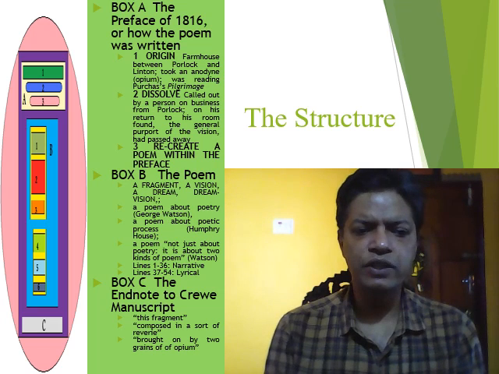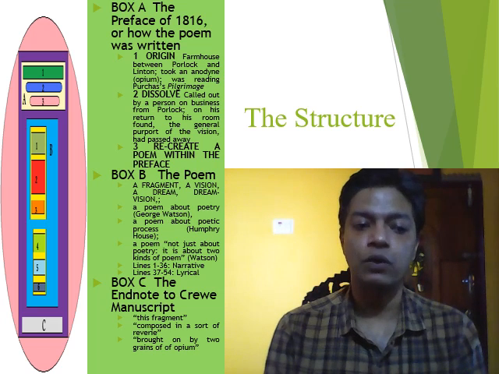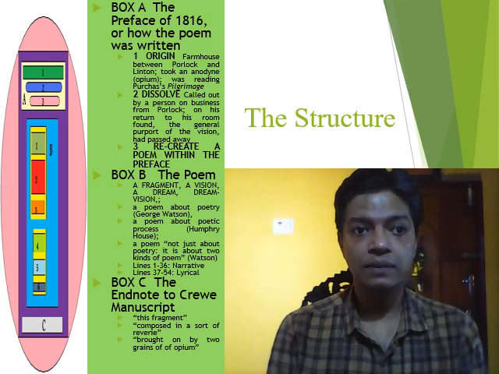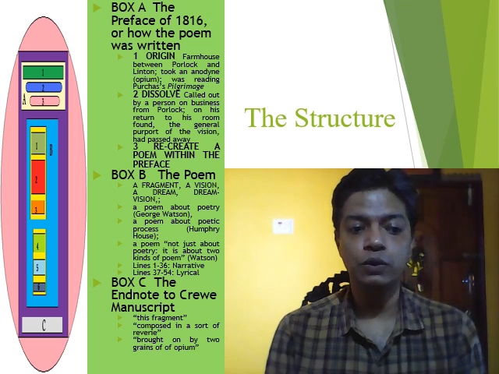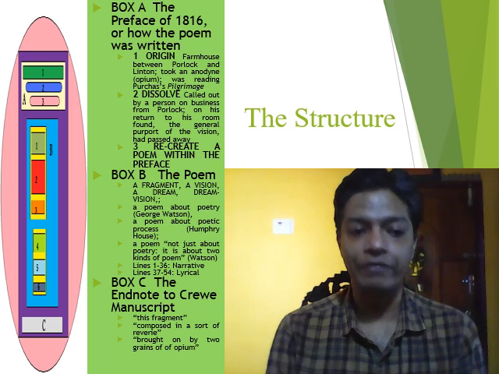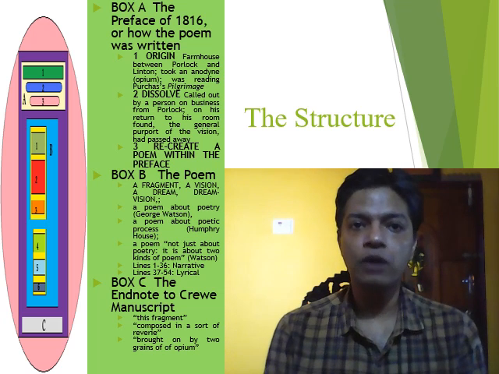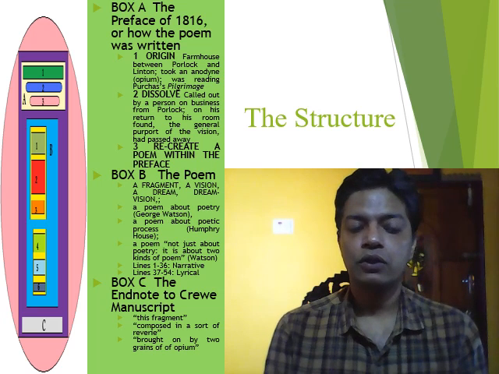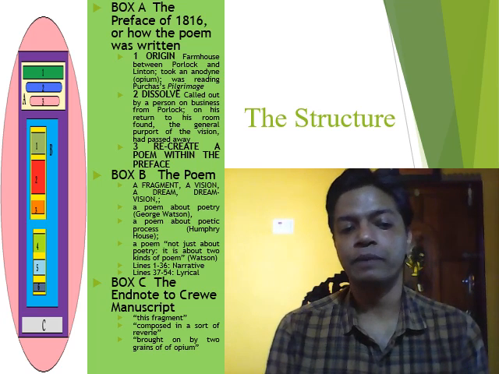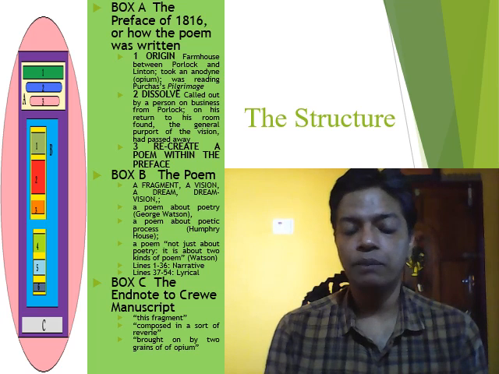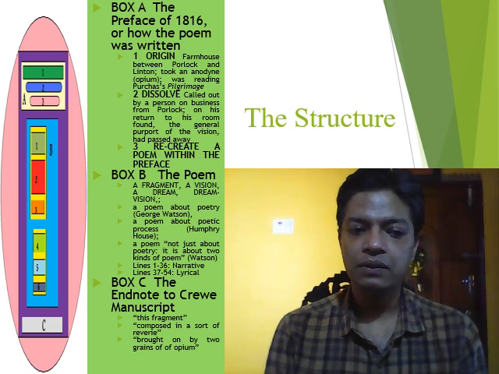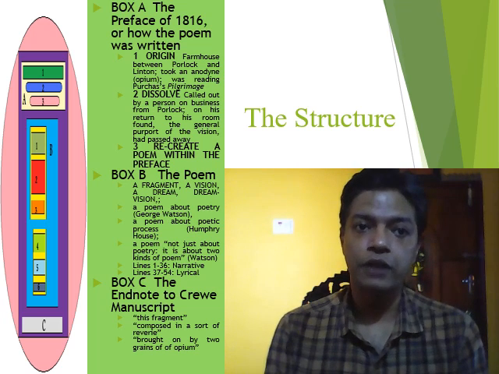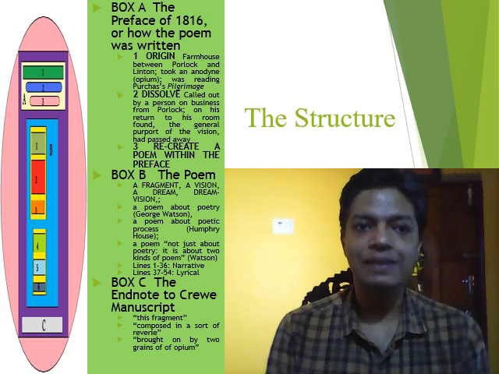Box number C refers to the endnote of the Crewe manuscript in Coleridge's own handwriting that refers to the poem as number 1, this fragment, number 2, as composed in a sort of reverie, and number 3, brought on by 2 grains of opium. So this endnote to the Crewe manuscript refers to the poem as a fragmentary one that is composed in a sort of reverie and is also a product of an opium-tainted dream.